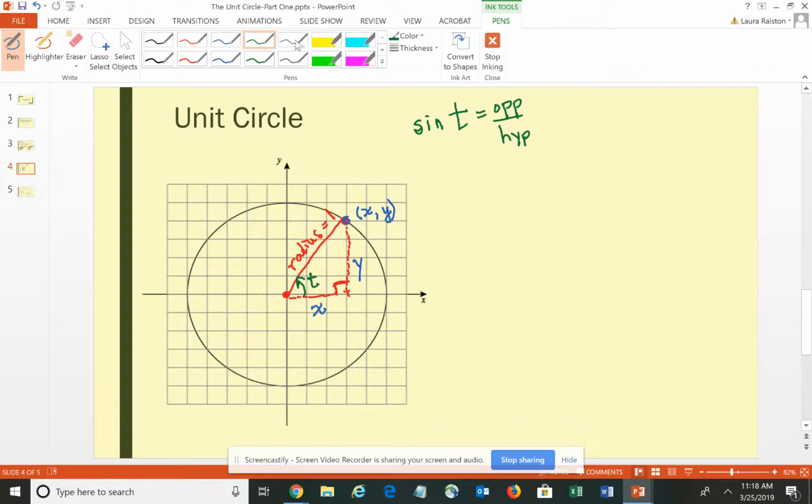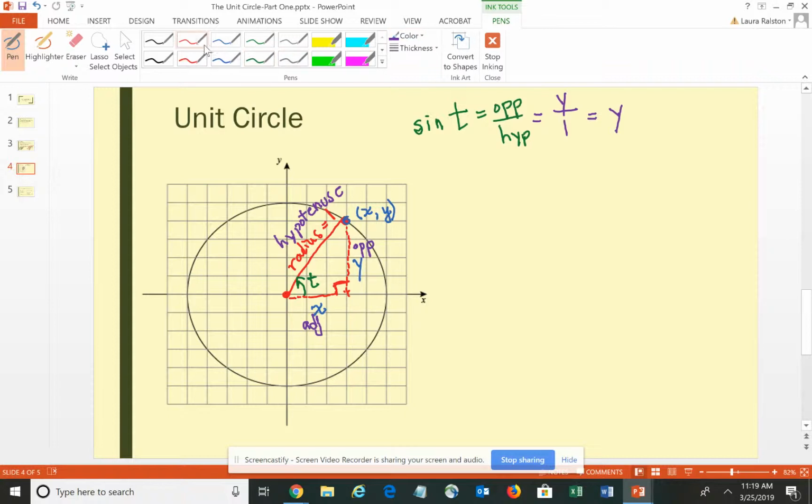Now again, think about it here in terms of your triangle. Next to T, the adjacent side is the x, the opposite side is the y, and the radius represents our hypotenuse. Okay, so if I plug those values in, I have y, which is the opposite side, over hypotenuse of 1. So the sine of t corresponds to the y coordinate of the ordered pair. So now we can look at it as an angle and end up with a real numeric value.